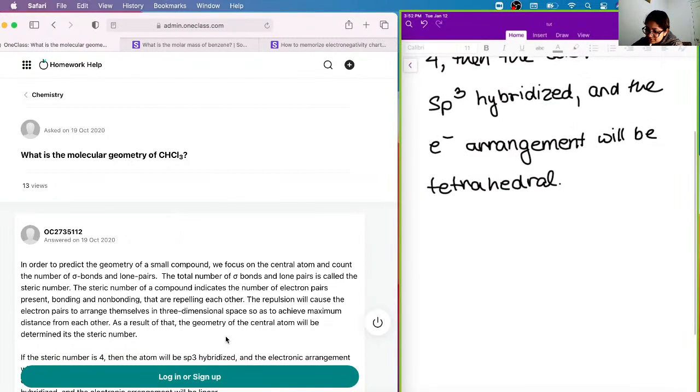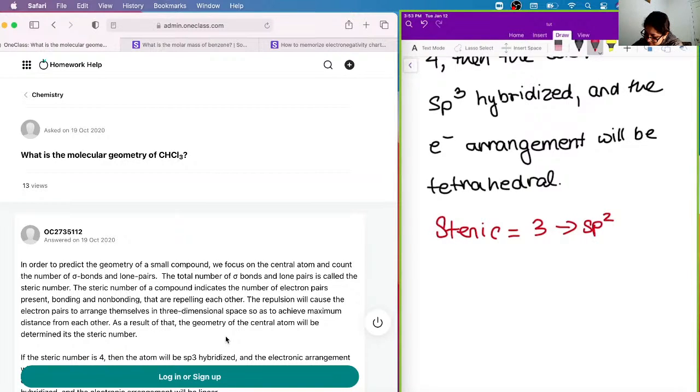And so if the steric number is 3, then the atom will be sp2 hybridized. So let's draw a trend here. Steric number is equal to 3, then you have sp2 hybridized. And so then the arrangement will be trigonal planar. And so if the steric number is equal to 2, then you have sp hybridized. And so this would be linear.